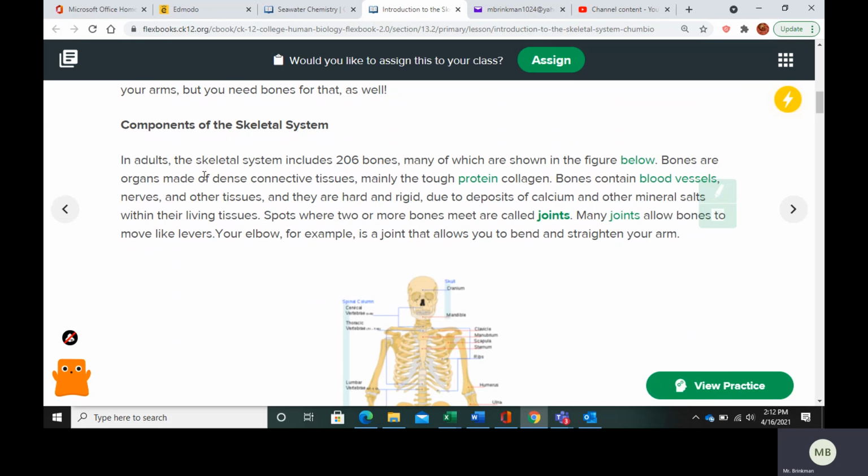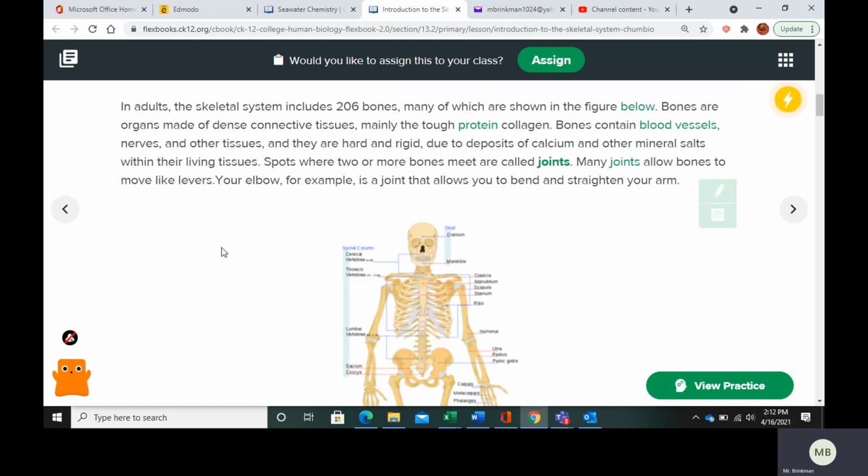Bones are organs that are made of dense connective tissues, mainly collagen. Bones contain blood vessels, nerves, and other tissues, and they're hard and rigid because they have deposits of calcium and other mineral salts. Spots where two or more bones meet are called joints, and many joints allow bones to move like levers. For example, your elbow allows you to bend and straighten your arm.